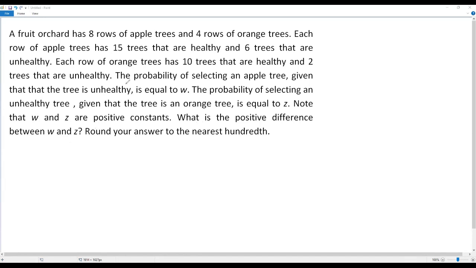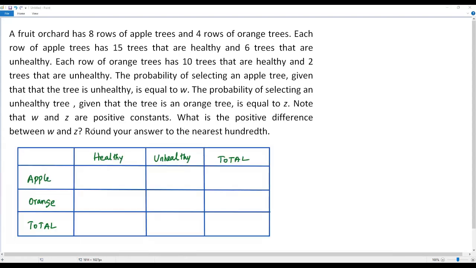Okay, now let me draw a tabular column and write the required information. Here we have the tabular column. Now let me fill this tabular column with the information we have. The question says that there are 8 rows of apple trees. In each row, there are 15 healthy trees and 6 unhealthy trees. Now to get the number of healthy apple trees, we have to multiply the number of healthy trees in each row by the number of rows.